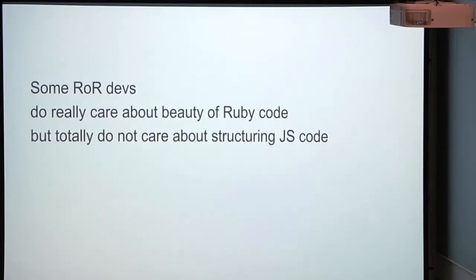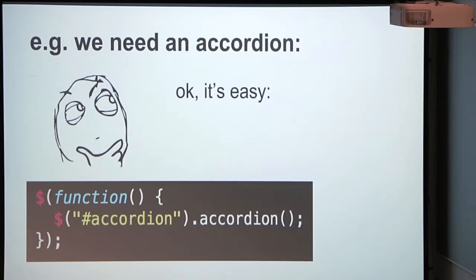Some Ruby on Rails developers do really care about the beauty of Ruby code, but totally do not care about structuring JS code. And it's really a problem. So for example, if you need to make a kind of accordion, okay, it can be easy. Just make some selection and apply the accordion method, and actually it works. It's just one line and it's quick.